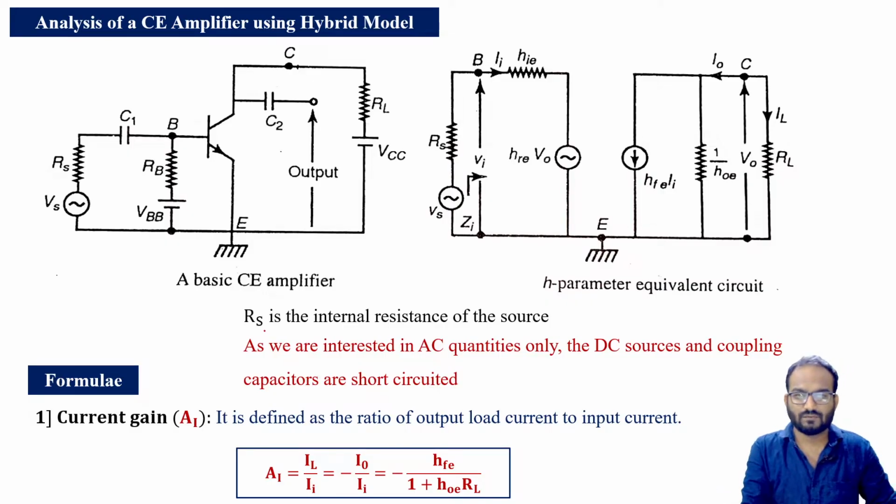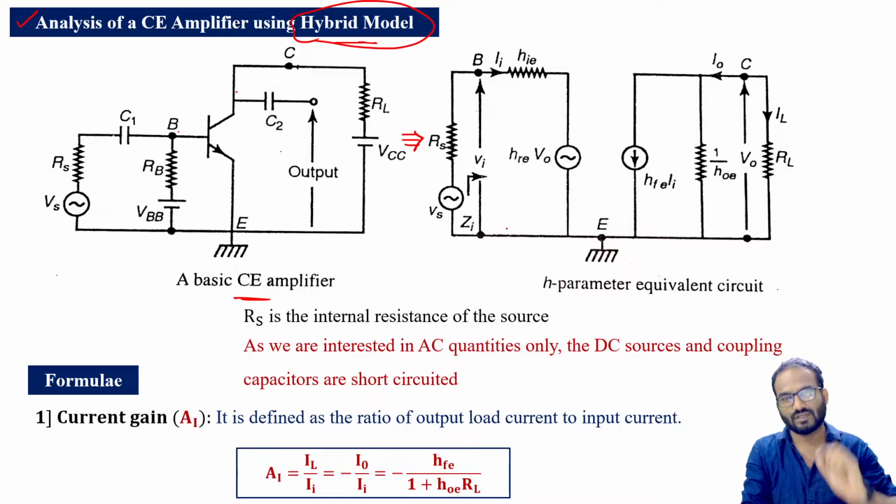So we'll start with the basic CE amplifier. You can see this is the basic CE amplifier, and the topic of our discussion is analysis of a CE amplifier using the hybrid model. Now this CE amplifier, you can see this is an NPN transistor, this is the collector, base and emitter, and an equivalent circuit of this CE amplifier is written in the hybrid model for small signal. For small signal analysis we use this hybrid model, and we have taken CE mode. You know, three modes are there: common base, common emitter, common collector modes.